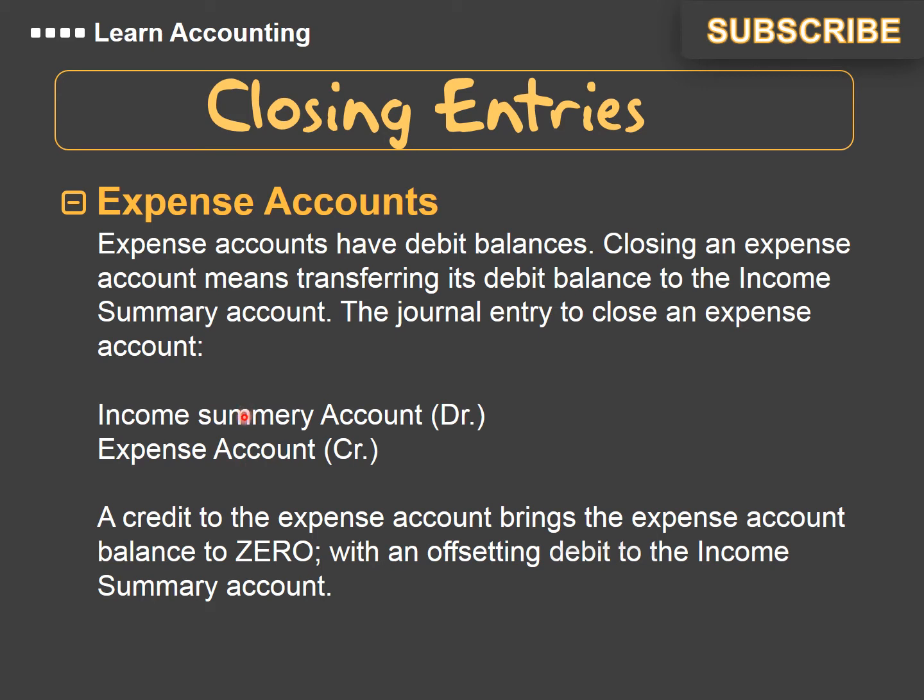So income summary account will be debit and expense account will be credit. So the expense account balance will be 0 and the income summary account will be debit with the exact amount of expense account. So let's see the next.